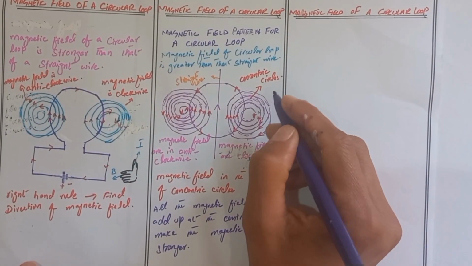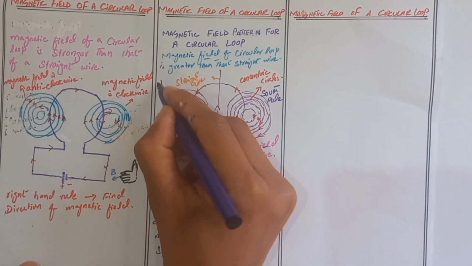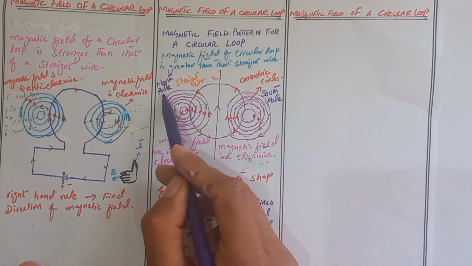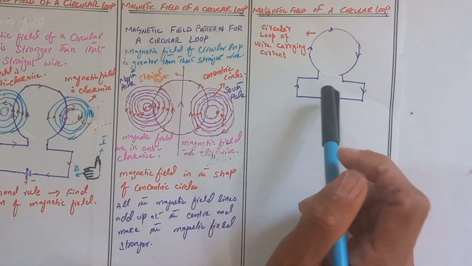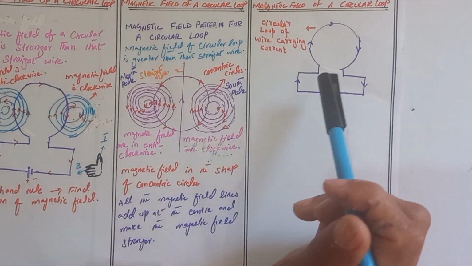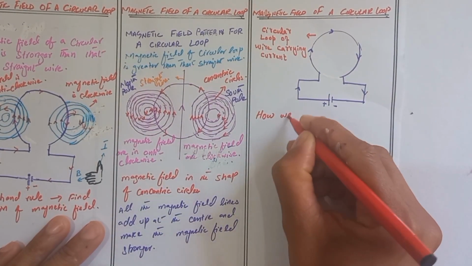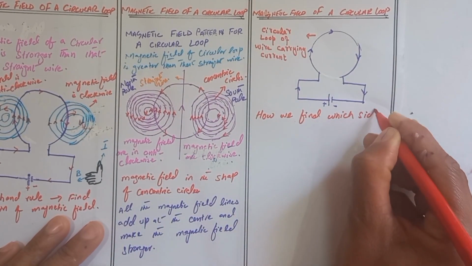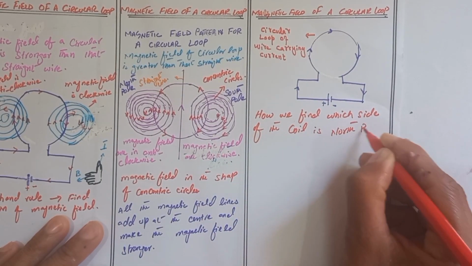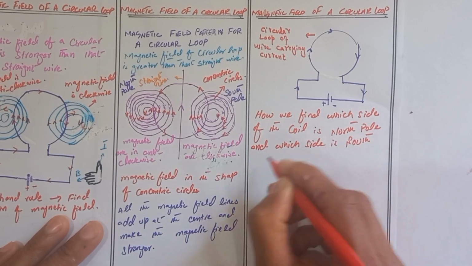Here we can say that one side of the coil acts as the south pole and the other side of the coil acts as the north pole. How can we say that this side of the coil is the south pole and this side is the north pole? Here we take a current carrying circular loop in which the current is flowing in the clockwise direction. So when the current is flowing in the clockwise direction, how do we find which side of the coil is the north pole and which side is the south pole?